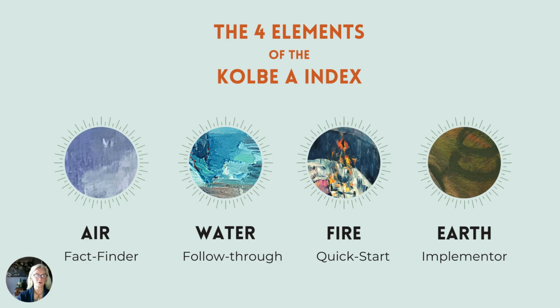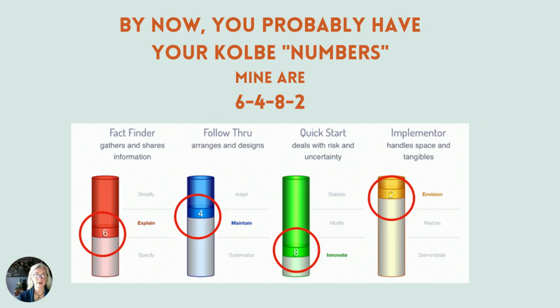If you have taken the Kolbe personality test already, you may know that it is based on 4 separate sections. I'm going to take those sections of the Kolbe A Index and connect them to the 4 elemental forces: air, water, fire, and earth.